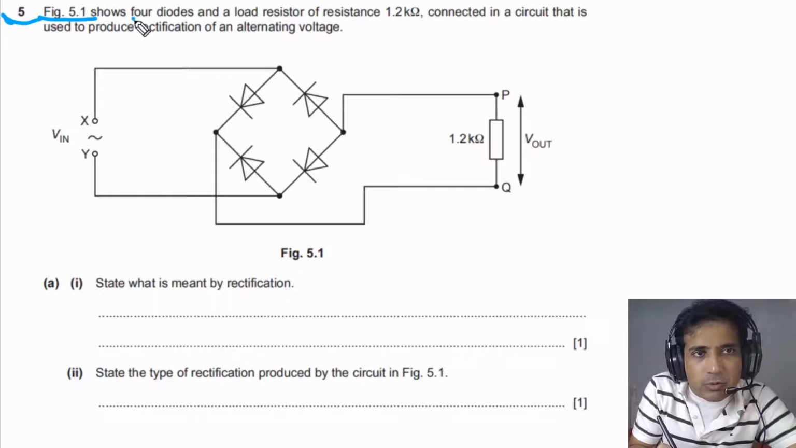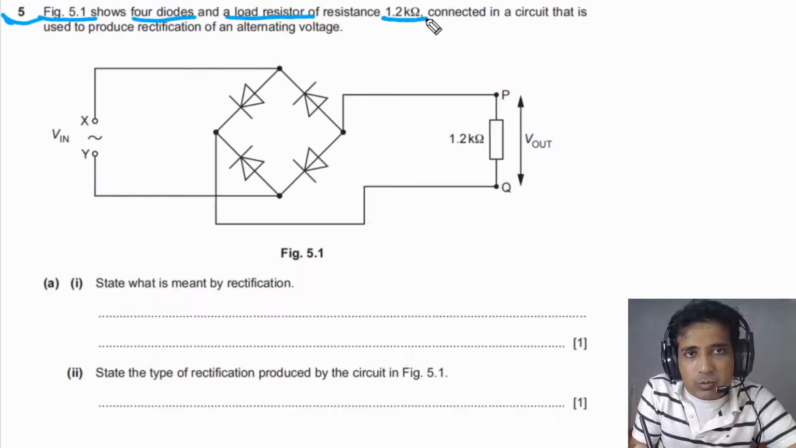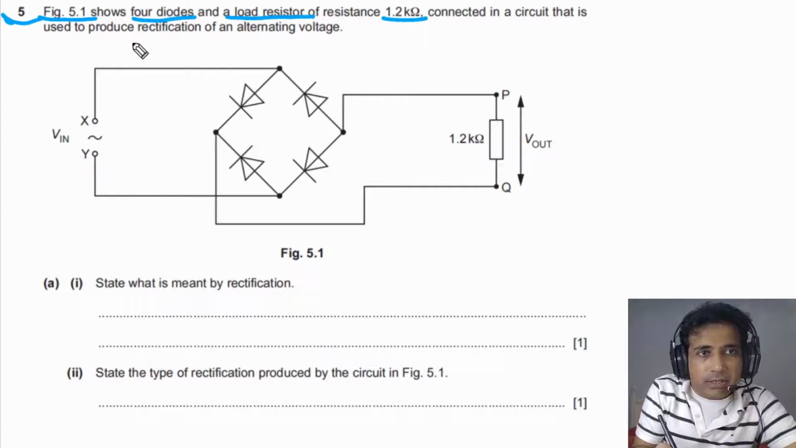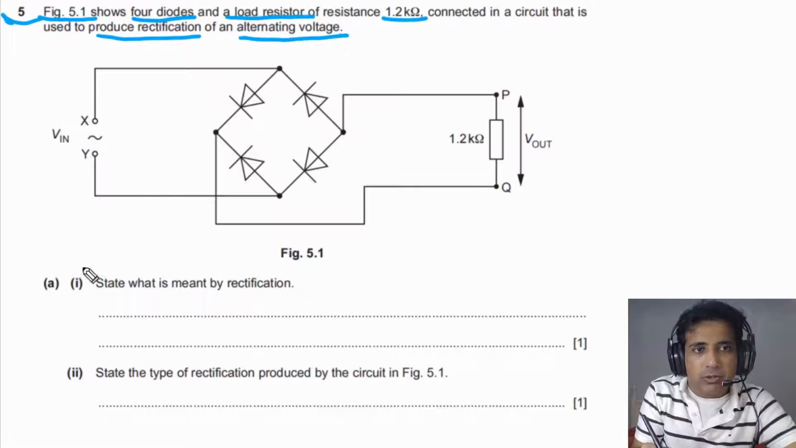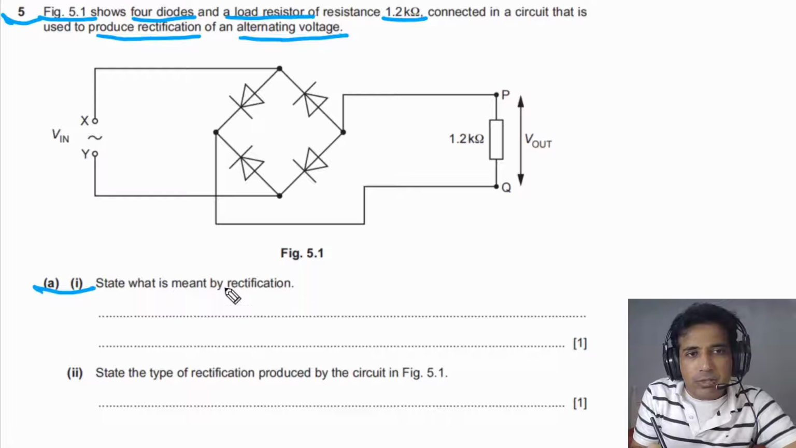Figure 5.1 shows 4 diodes and a load resistor of resistance 1.2 kilo ohms connected in a circuit that is used to produce rectification of an alternating voltage. For part A1, we need to state what is meant by rectification.